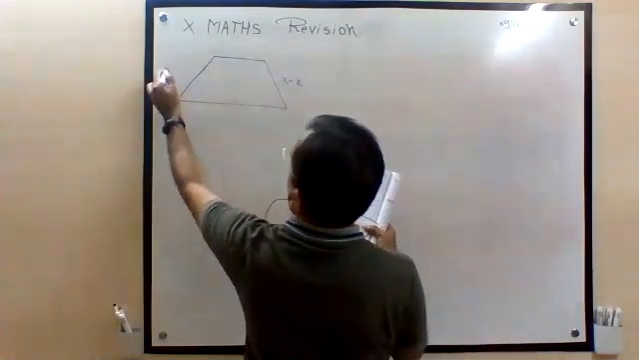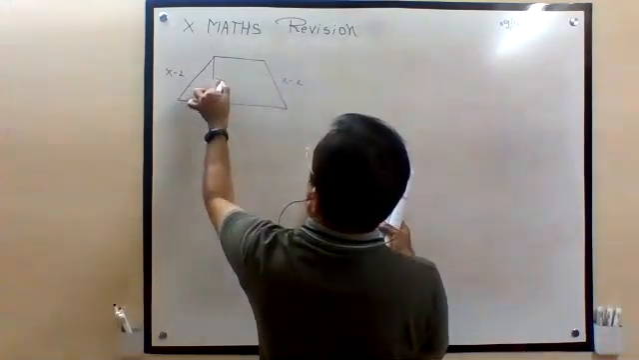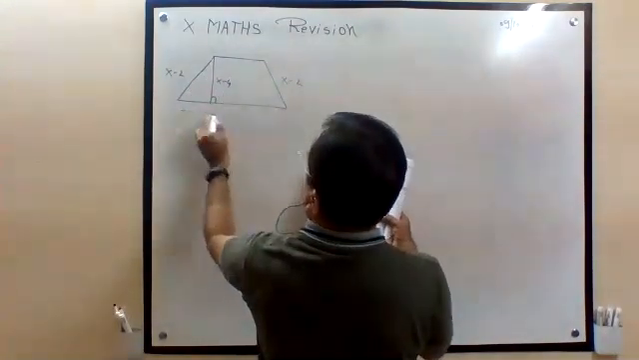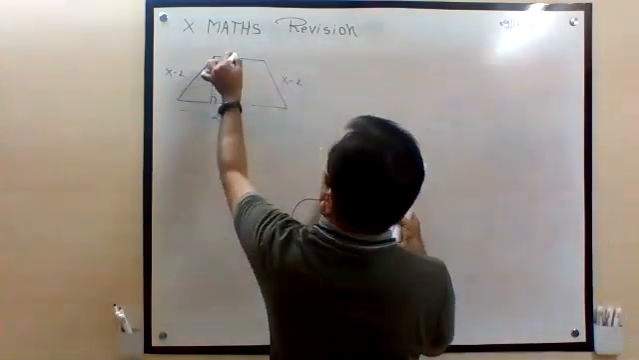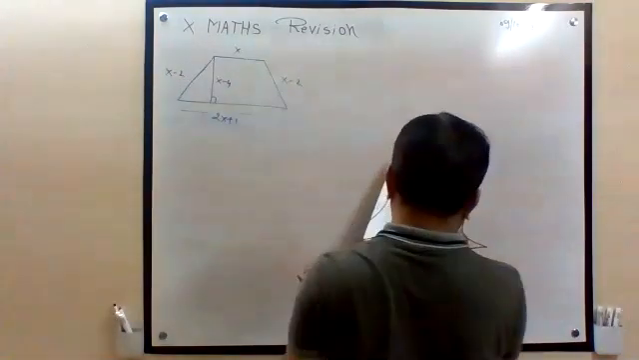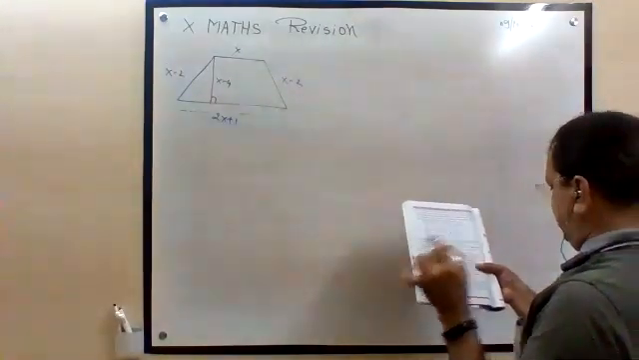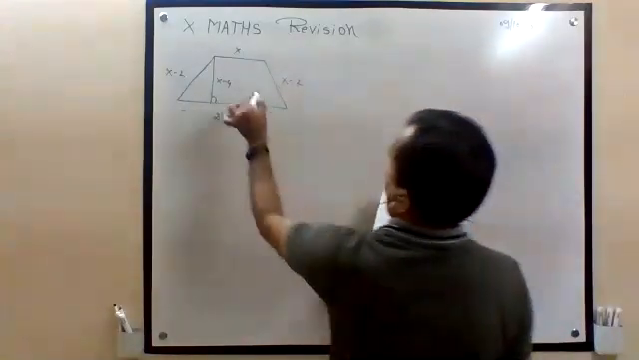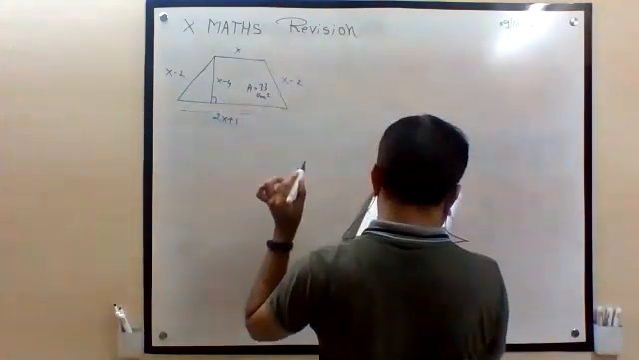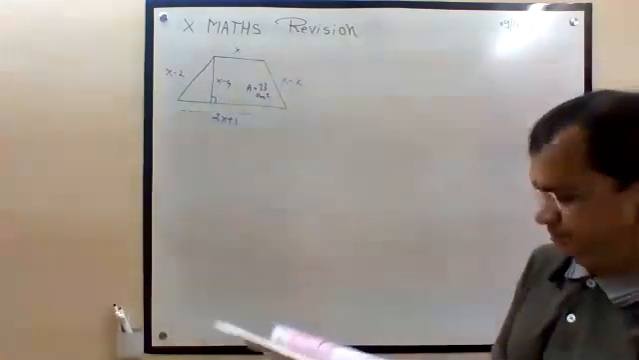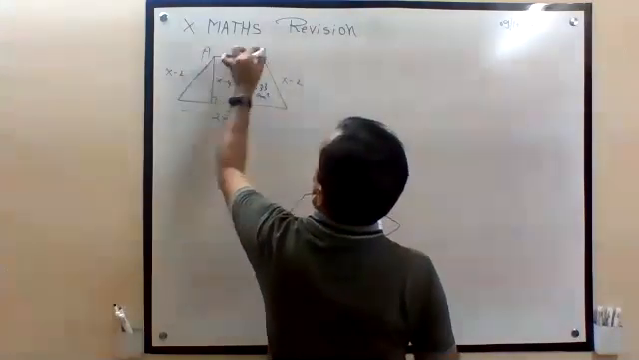This is x minus 2, both are equal. So this is also x minus 2. But the height is given x minus 4. The long base is given 2x plus 1. The small parallel line is given x. The area of the trapezium is given. Area is equal to 33 centimeter square. A, B, C, D, M.